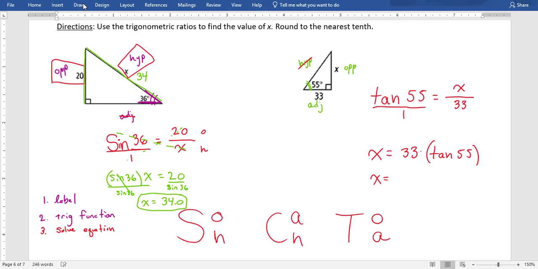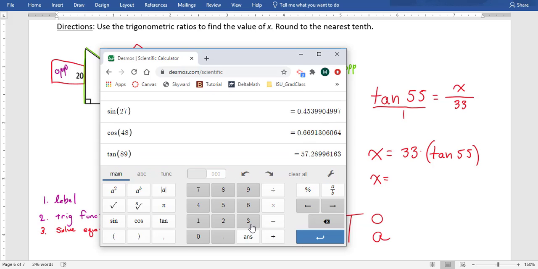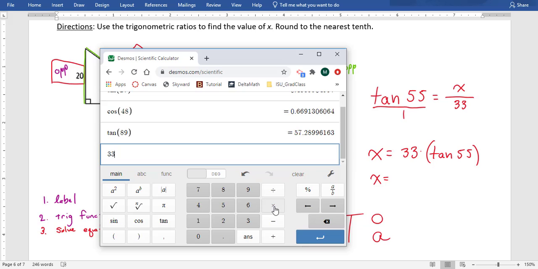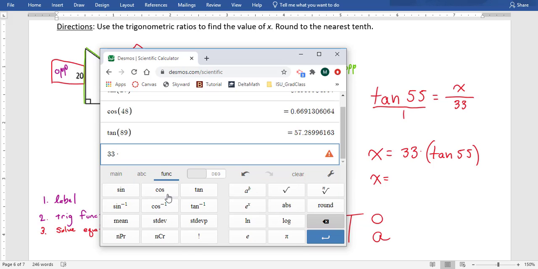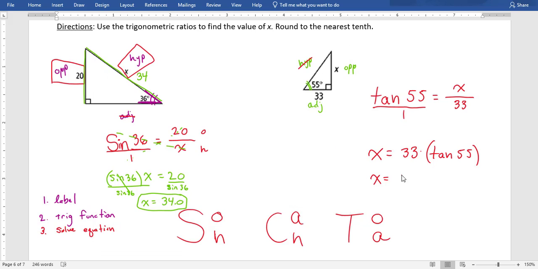Now at this step, again, this is just a calculator skill, so let's open it up. We need to do 33 times tangent of 55. And I get 47.128. I guess we need to round to the nearest tenth, so just 47.1.